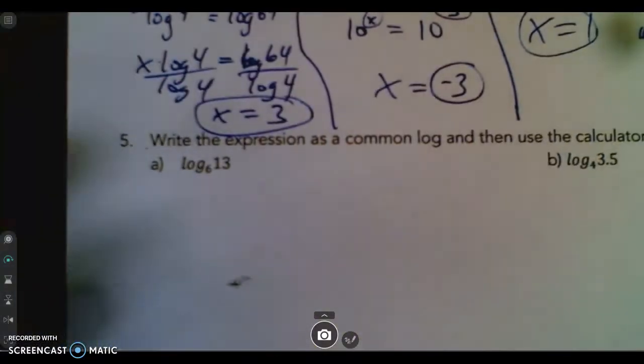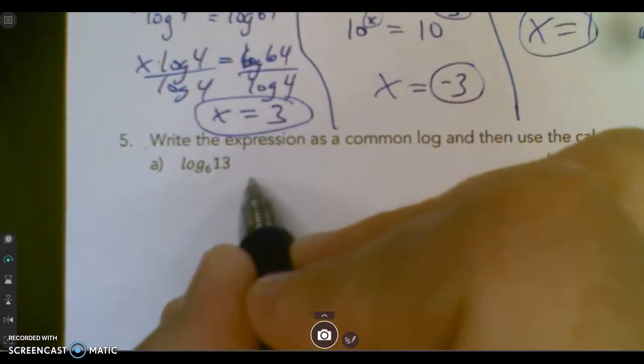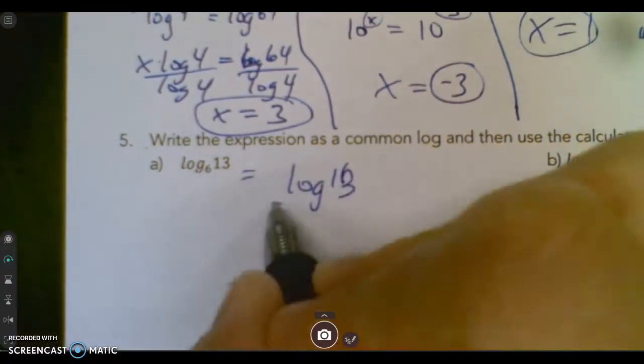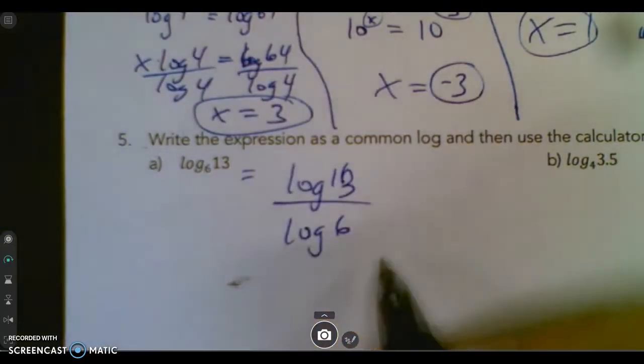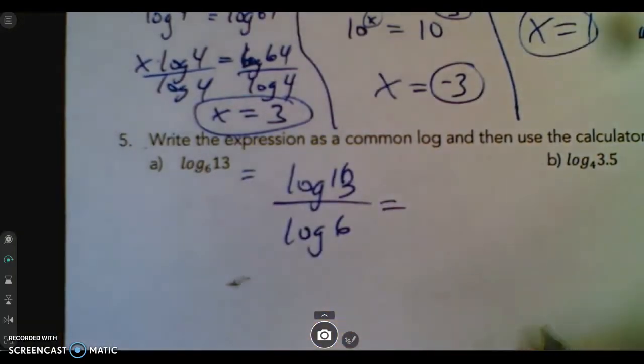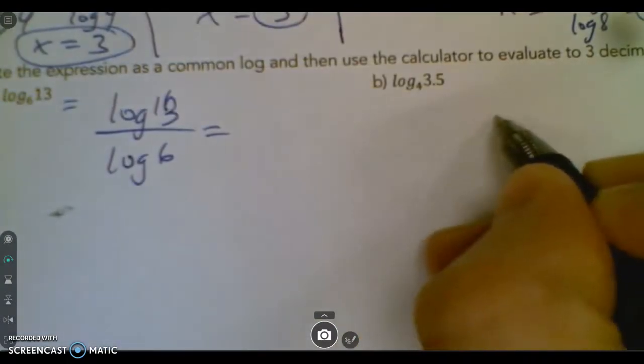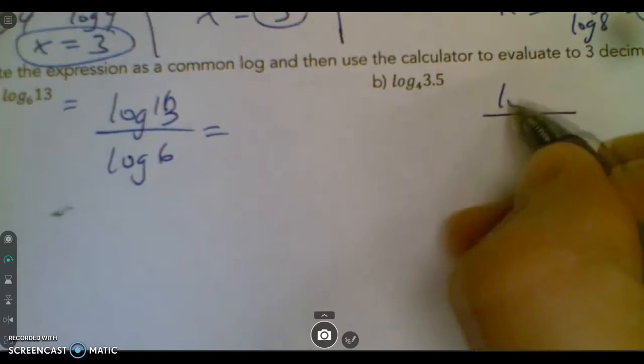Alright, and this one is write it as a common log. So here you're doing that change of base formula, where it equals common log of the top over common log of the bottom. And we'll type that in our calculator. Same deal with this one. The thing you got to remember is the one that's in the basement goes to the bottom. Right? The base goes to the basement.